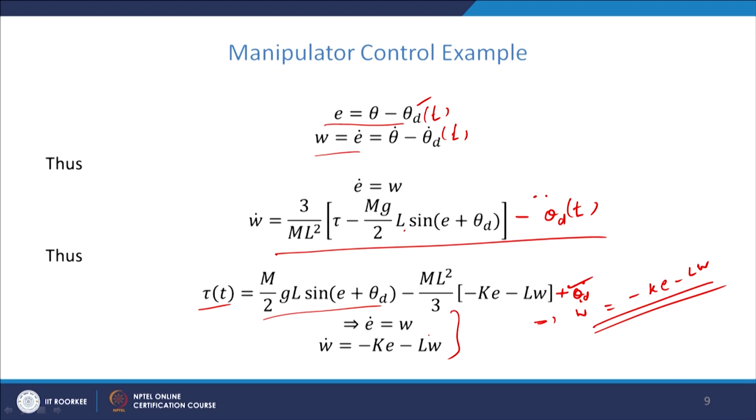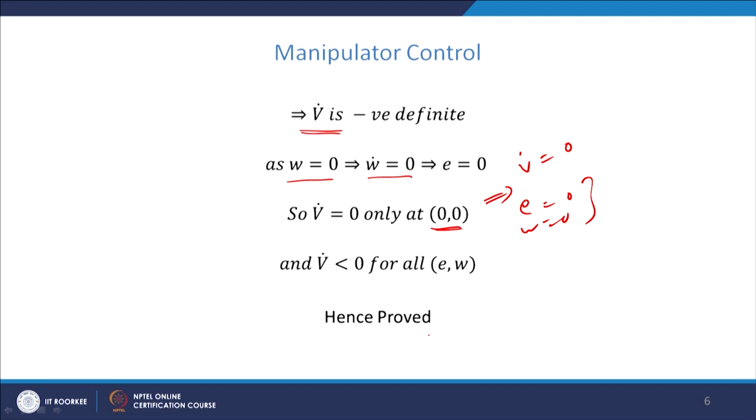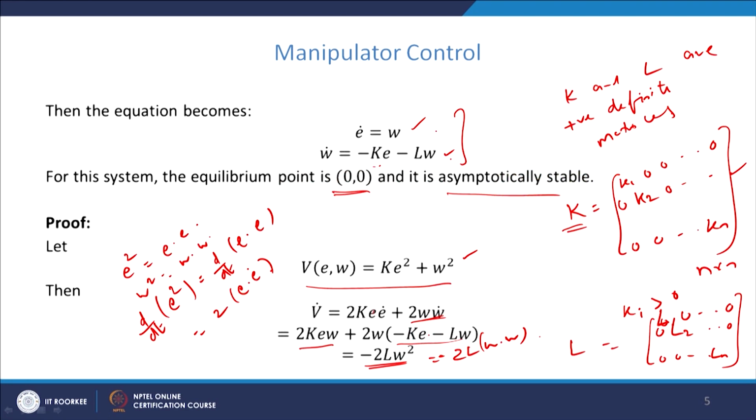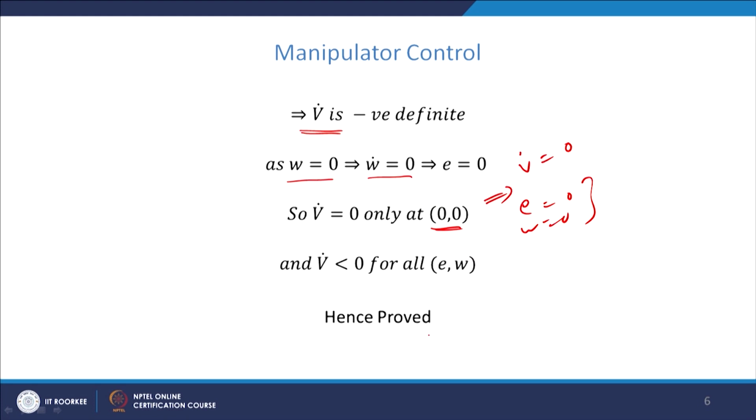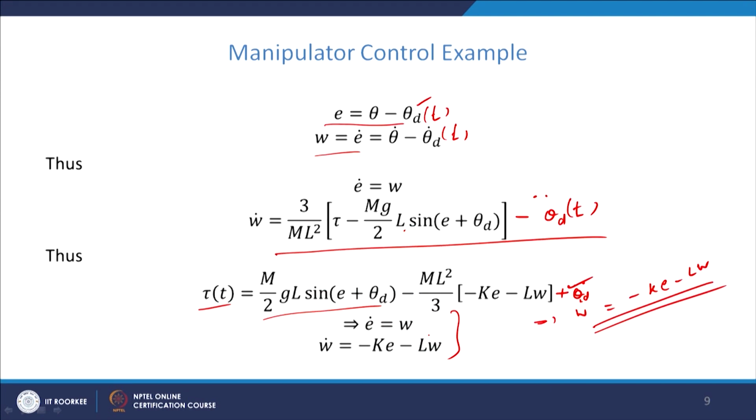So, as we did in the previous description, exactly similar equation we are getting. So, by taking a Lyapunov function of this form, K e square plus w square, the same thing can be done here. We can show that this system is asymptotically stable.